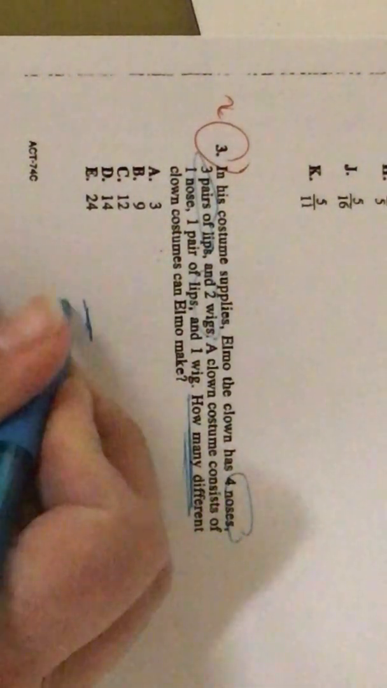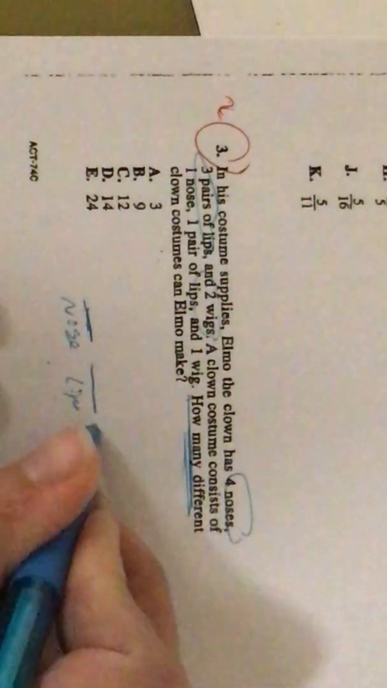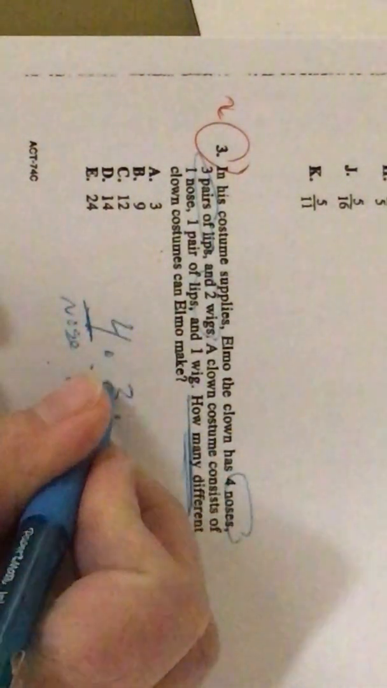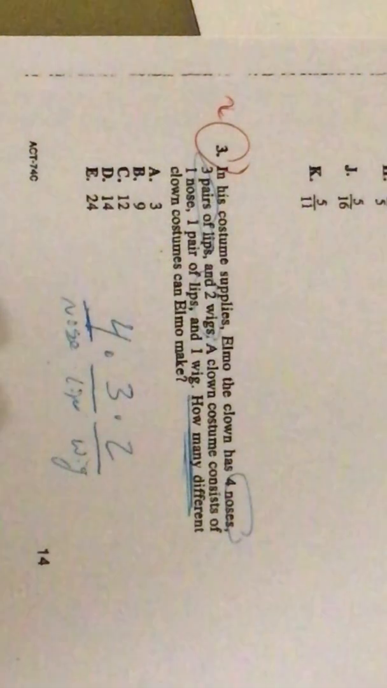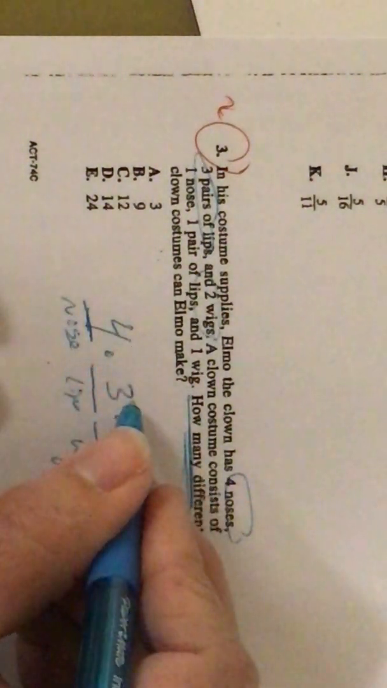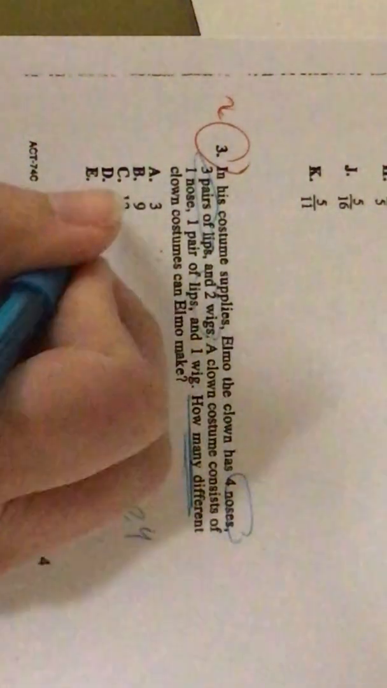I want to know how many different, so I need to pick a nose, I need to pick a pair of lips, and I need to pick a wig. And I'm going to multiply those together because I see that how many. So how many noses? Well, there were 4 choices. How many lips? There were 3 choices. And there were 2 choices for the wig. So I just multiply them together. 4 times 3 is 12. 12 times 2 is 24. We get our answer.